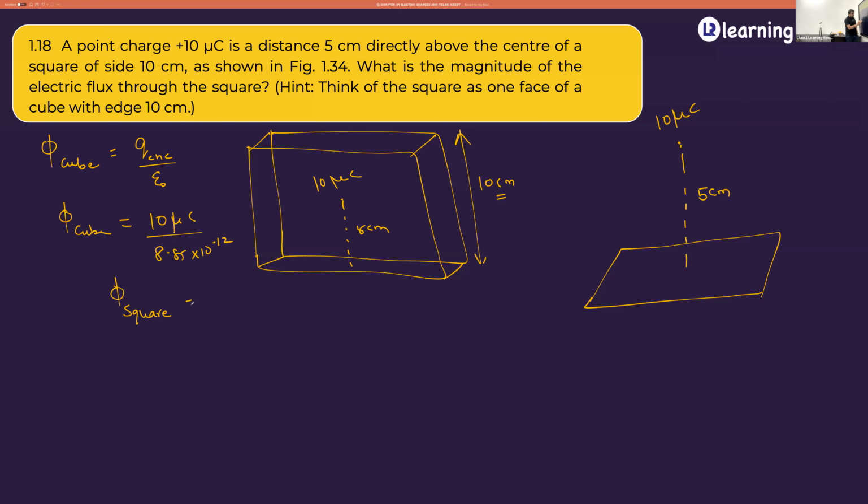So flux through the square will be 1/6 of the flux through the cube, because it consists of 6 faces, right? So it is going to be 1/6 into the charge enclosed divided by epsilon naught, right? So here you need to substitute the values and then find out the answer.